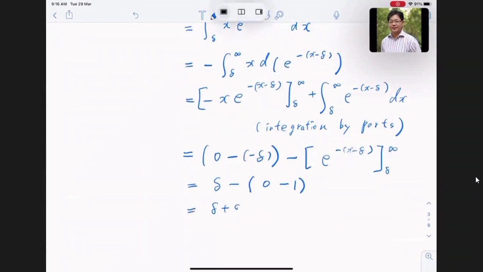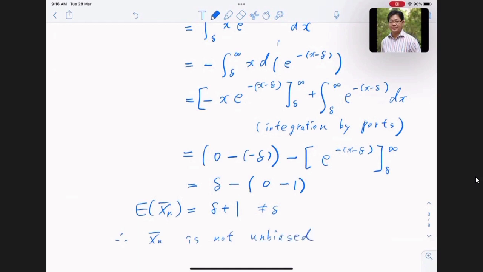So at the end, we find that the expectation of the sample mean is equal to delta plus 1. And it is not equal to delta. Therefore, the sample mean is not unbiased for delta. In other words, the sample mean is a biased estimator of delta. Okay?